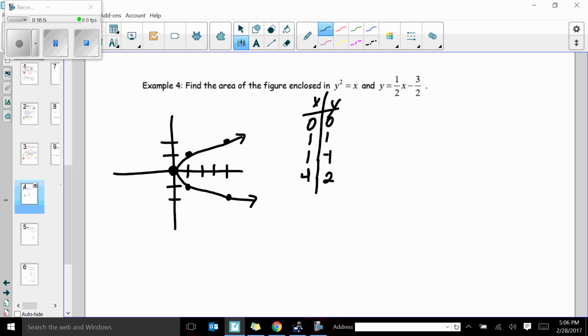So I'm going to do a table for this one as well. Even though this is a line and I know how to graph lines, I'm going to start with a table and not with 0, but with 1, because if I plug in a 1 here, 1/2 times 1 minus 3/2, that's going to give me -1. So this graph over here has a point right here, and I love that because that's an intersection point.